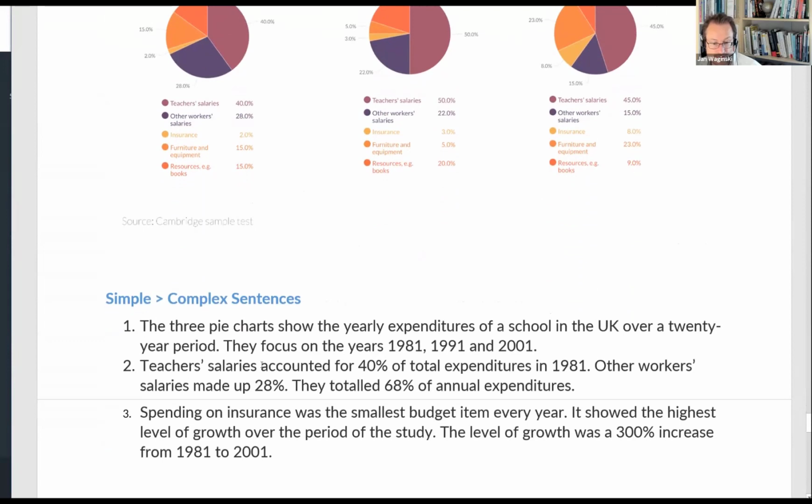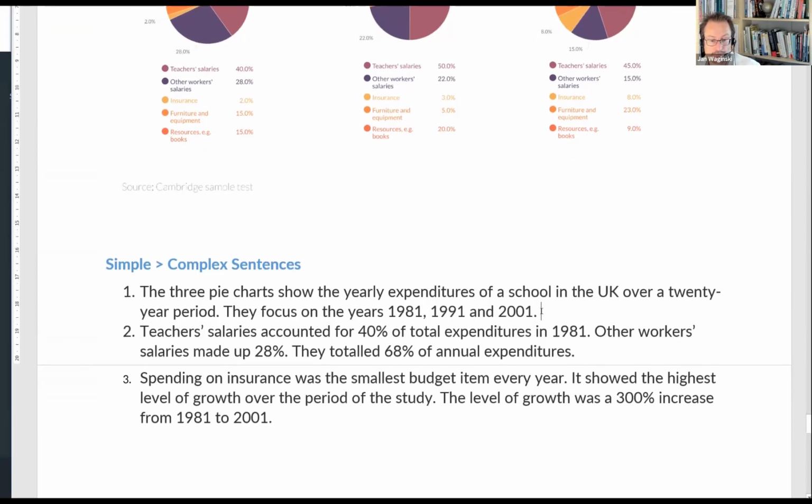Three complex sentences. These have the patterns that we were talking about at the beginning of class today, the appositives and participial phrases. First one: the three pie charts show the yearly expenditures of a school in the UK over a 20-year period. They focus on the years 1981, 91, and 2001.